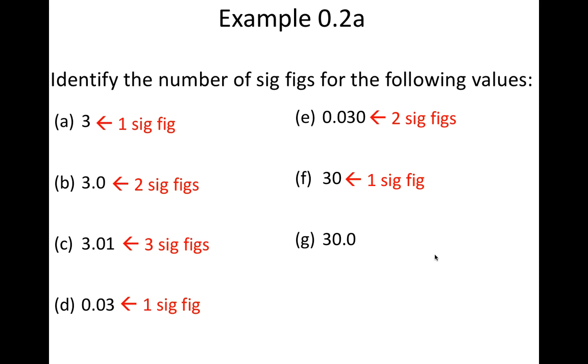In part G, 30.0 has 3 sig figs. The 3 counts as significant because it's non-zero. The trailing 0 after the decimal point counts as significant. And then we have a 0 in the middle of two significant digits. So that means all 3 digits are significant. In part H, 300 counts as only one sig fig because it has two trailing zeros that are not significant because there's no decimal point.